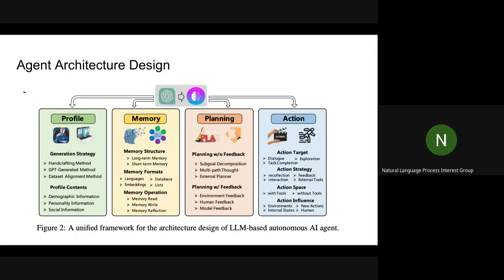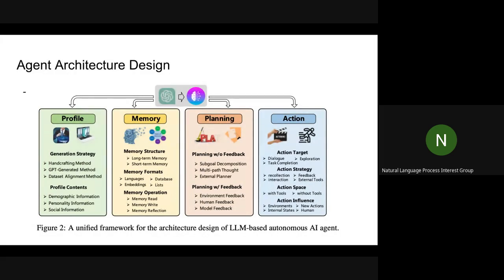The agent can either be tasked to complete a dialogue, finish a task, or explore the environment and find new things to interact with. And then the action strategy. So this is how it takes the action. It can recollect past actions it's taken, interact with the environment, get feedback, and use external tools. The action space is tools or no tools.